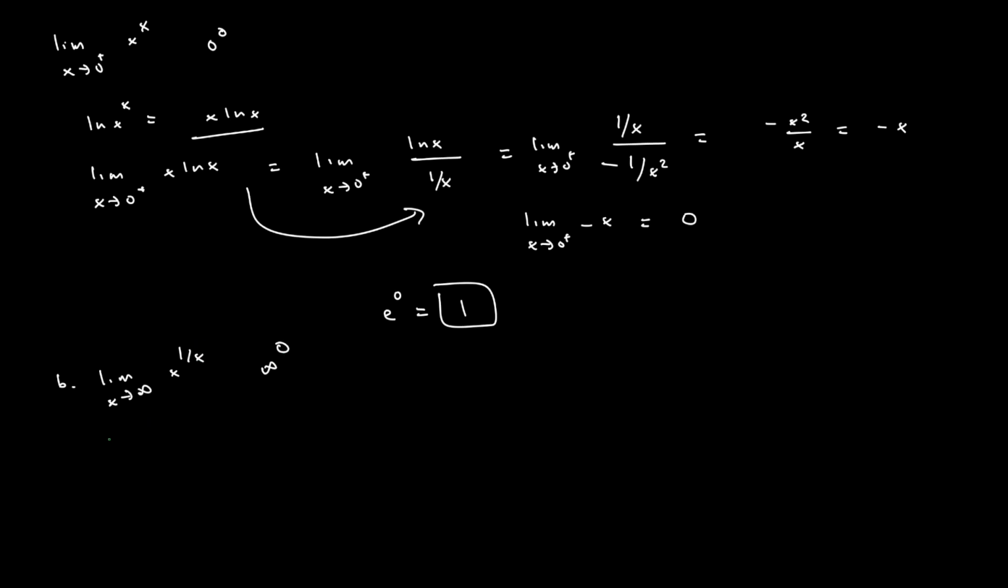So the natural log of x to the power of 1 over x is simply 1 over x times ln x. Now my indeterminate form is simply infinity over infinity. We already know that that's an indeterminate form. And so that's the same as the limit as x tends to infinity of 1 over x divided by 1. And that's just 0.